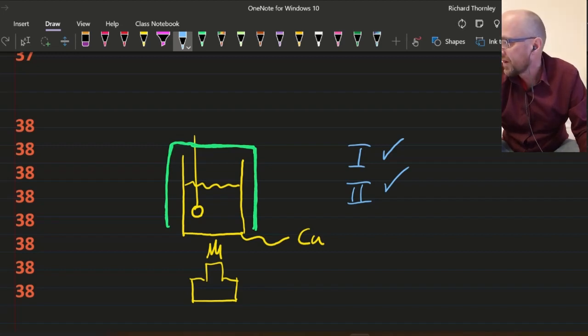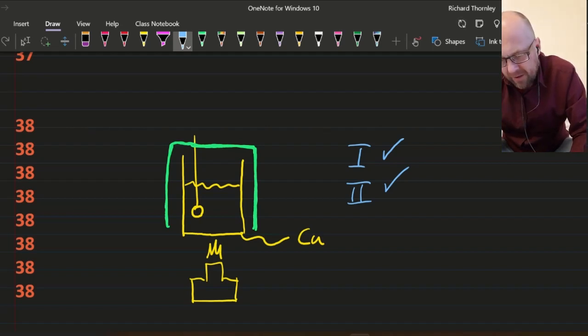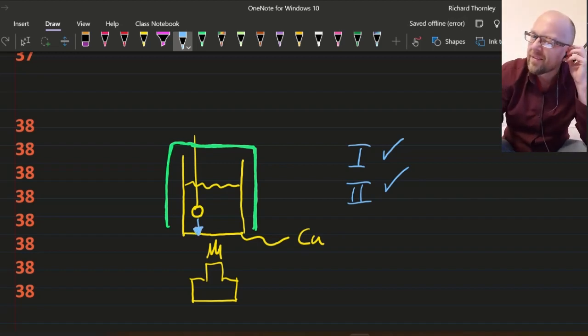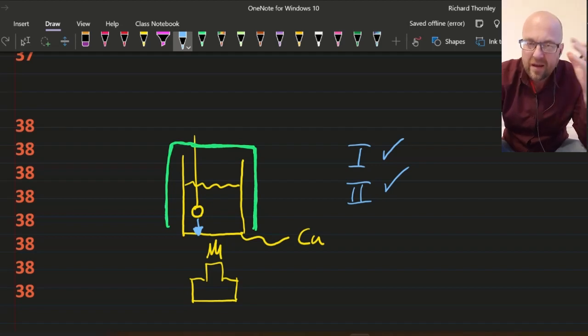The temperature probe touched the bottom of the calorimeter. I don't know about that one. What about 1 and 2? Is that enough? No. Okay, if it touched the bottom of the calorimeter, I suppose you're not really taking the temperature of the water, you're taking the temperature of the metal. It's touching the bottom, and really it should be in the middle of the water.